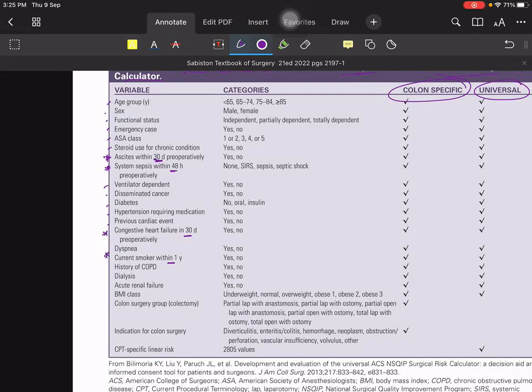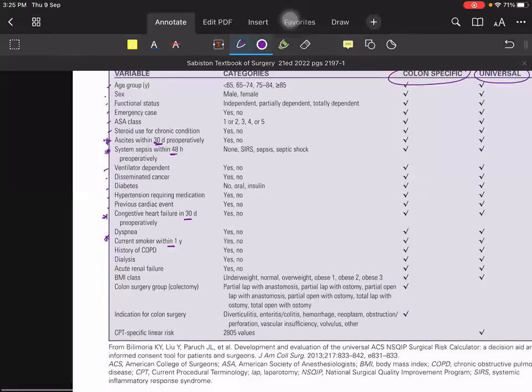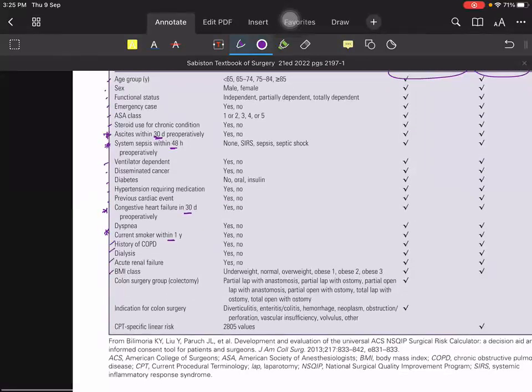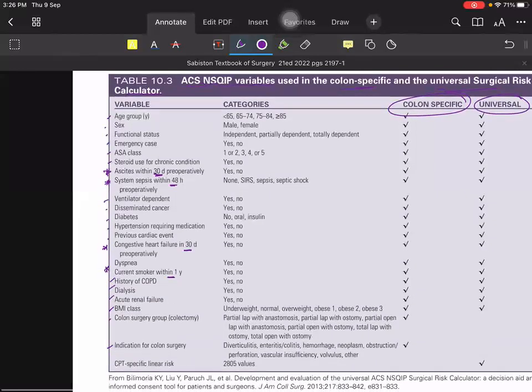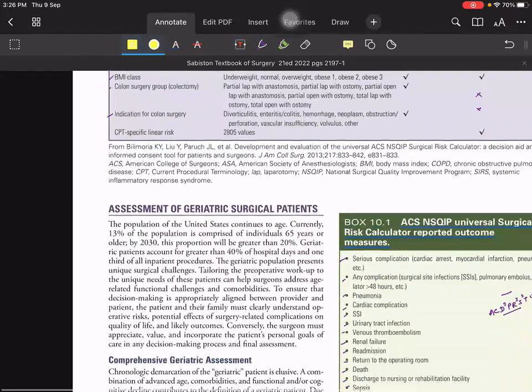They can ask about the variables of ACS NSQIP. The rest are common: dialysis, renal failure, BMI. For colon specific, there is the colonic surgery group and indication for colon surgery. If the universal calculator is asked, then the colon specific group and the indication for colon surgery won't come in the variables. The rest will come. Just remember these 4 things: ascites within 30 days preoperatively, congestive cardiac failure within 30 days preoperatively, systemic sepsis within 48 hours, and current smoker within 1 year.